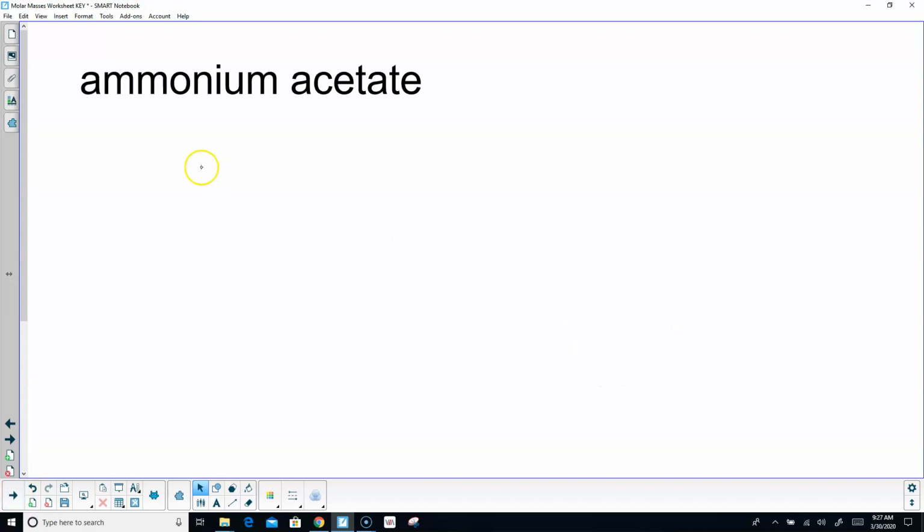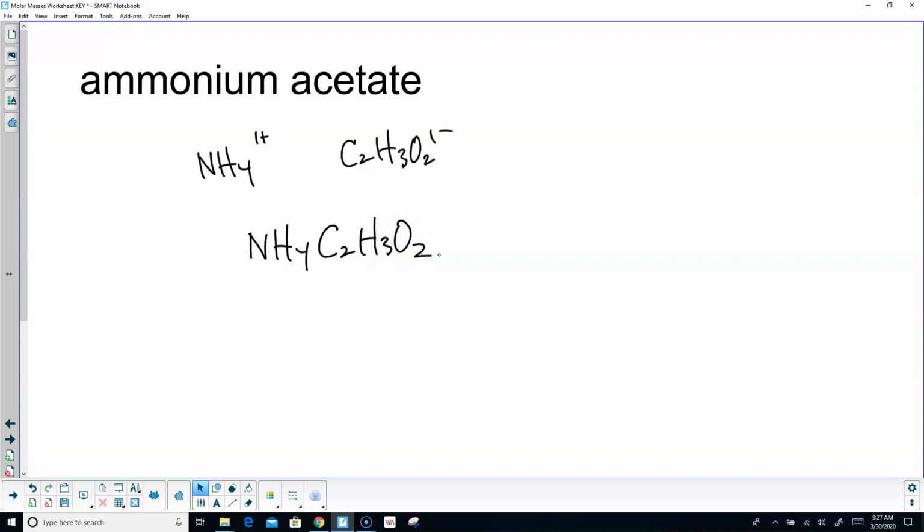See, ammonium acetate, we have 2 polyatomics. Ammonium is polyatomic, it's NH4 with a 1 plus. Acetate is C2H3O2, and it's 1 minus. 1 plus and 1 minus equal and opposite, they cancel. None of the subscripts move, they're part of the formula. There's ammonium acetate. So let's see, I have 1 nitrogen at 14.01.